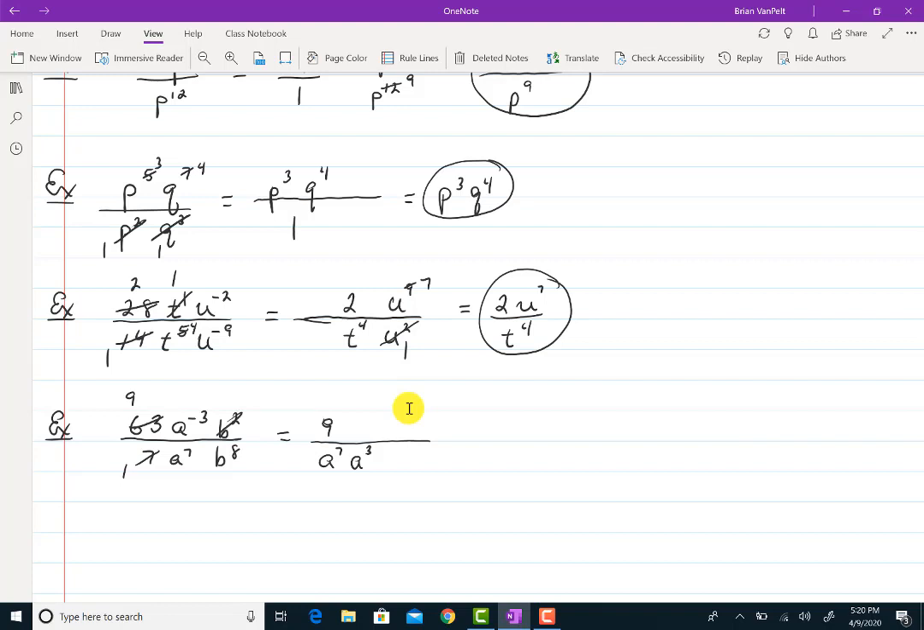But then the b's I can do immediately. 8 minus 2 is 6, so I'll have a b to the 6th in the denominator. And now, since you've got two a's with different exponents, I can add those exponents because of the same base. So I'll have a to the 7 plus 3, and then I'll have b to the 6th. So I have 9 all over a to the 10th, b to the 6th.